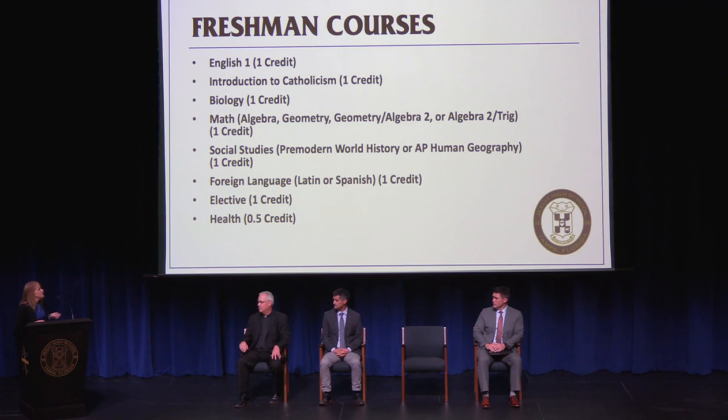For social studies, pre-modern world history or AP human geography. Then foreign language, Latin or Spanish. And there's an elective, and those are their 7 in-school classes. Health is listed because it's a requirement, but they don't take it here at school. That's actually a remote course, and we'll talk about that one as well.